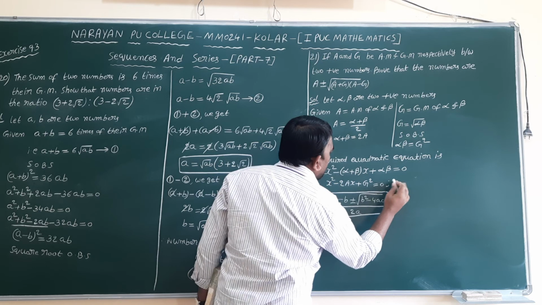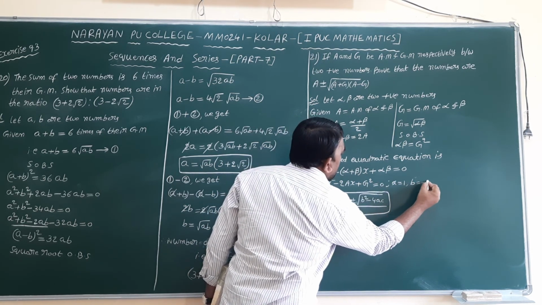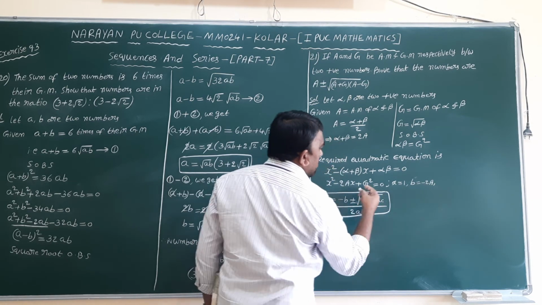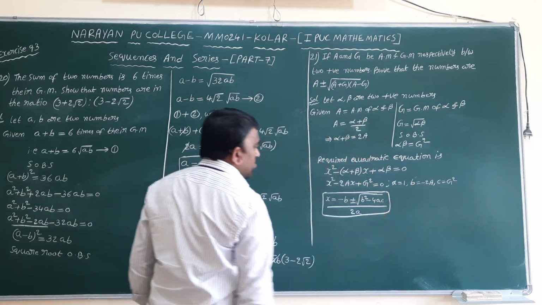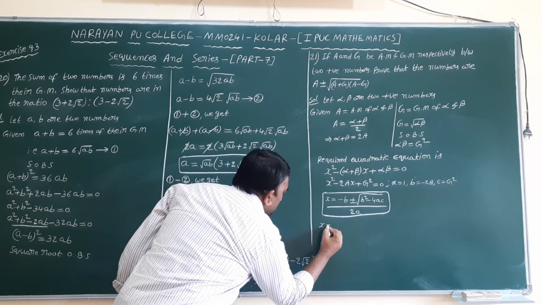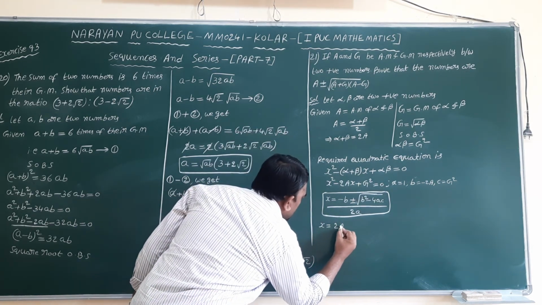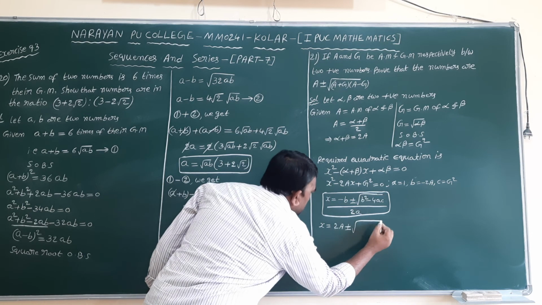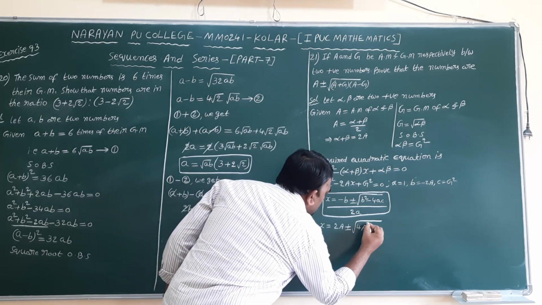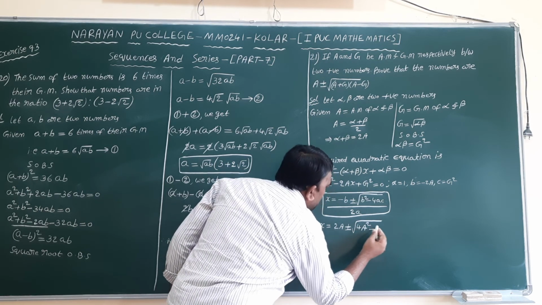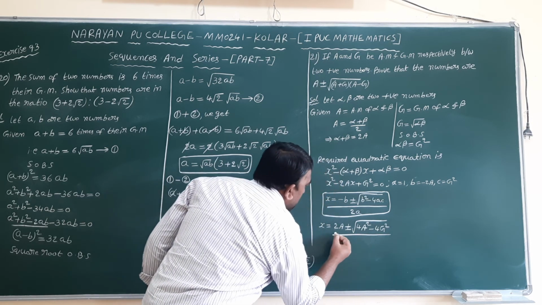Here a is 1, b value is minus 2a, c value is a square. These all three values substitute here. x equal to minus b, already minus is there, so minus b plus or minus square root of b square minus 4ac. b square is minus 2a whole square, that is 4a square, minus 4, a value 1, c value a square, all divided by 2a.